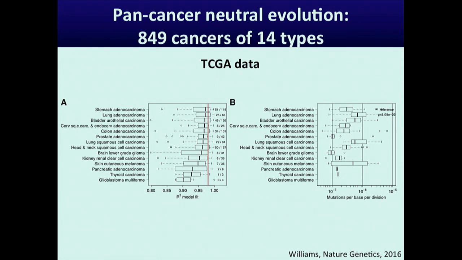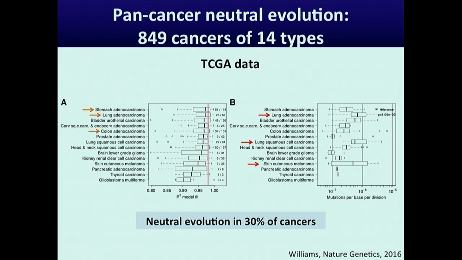So these are box plots of different tumour types with an R-squared goodness of fit to our linear regression model. And you can see that often, more often in some tumour types than others, the data follows very well this 1/f-like distribution. In fact, in about 30% of tumours, the data is entirely consistent with this 1/f distribution. So it seems that this signature of neutral evolution is surprisingly common across tumour types.